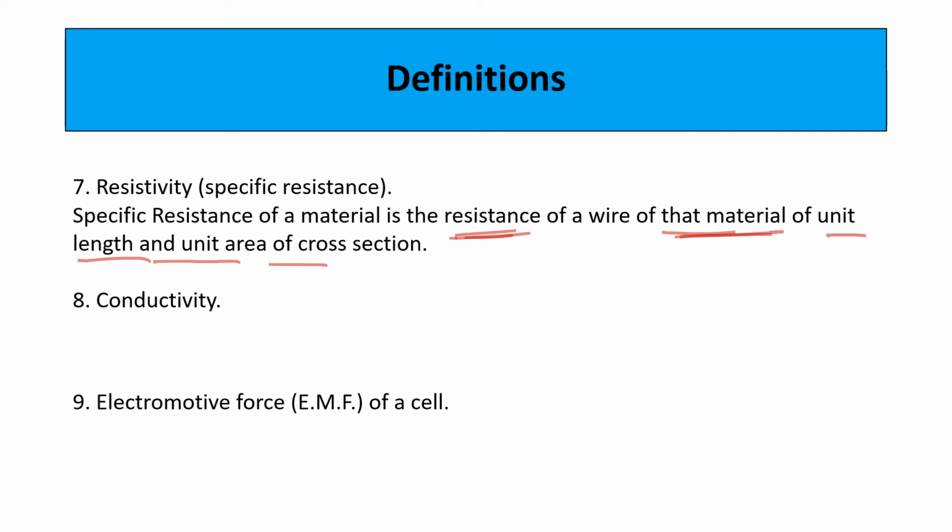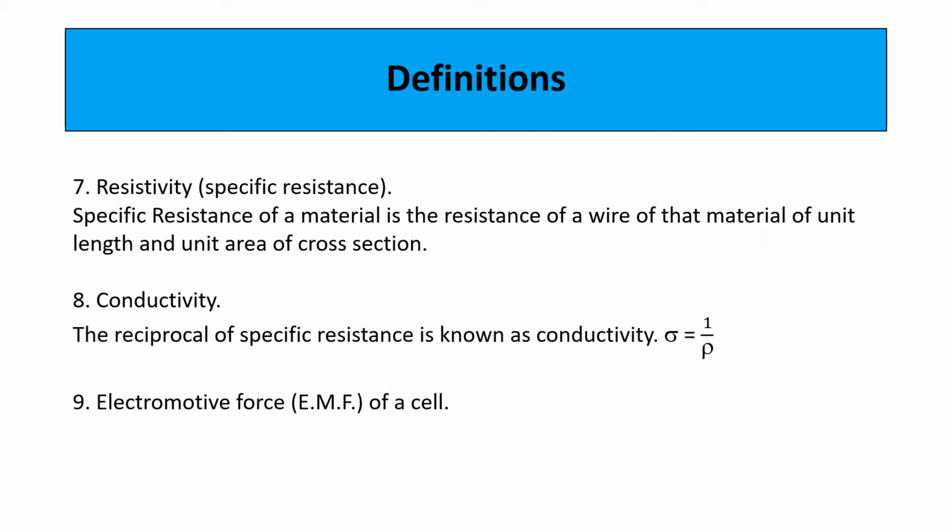The reciprocal of resistance was conductance. Therefore, the reciprocal of resistivity will be conductivity. The conductivity is the reciprocal of specific resistance. Specific resistance and resistivity are the same. The reciprocal of the specific resistance is known as conductivity and it is indicated by sigma. Sigma is equal to 1 by rho.